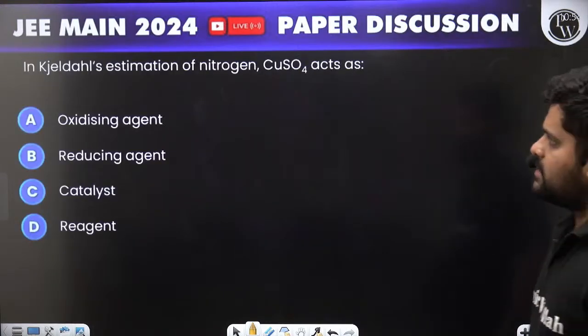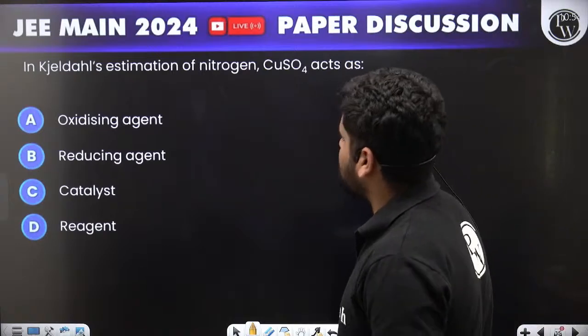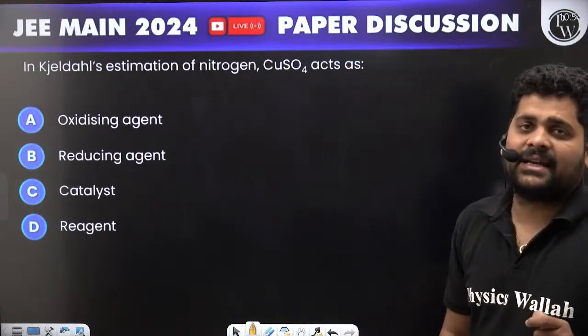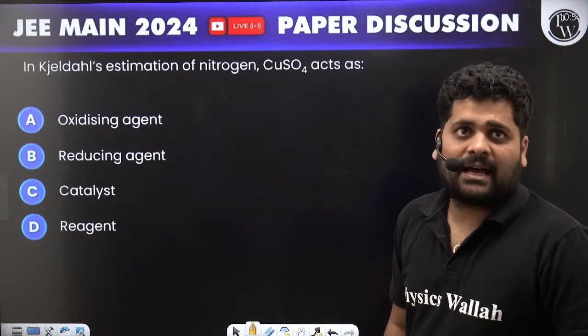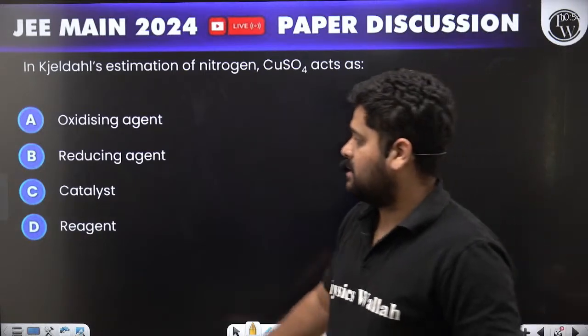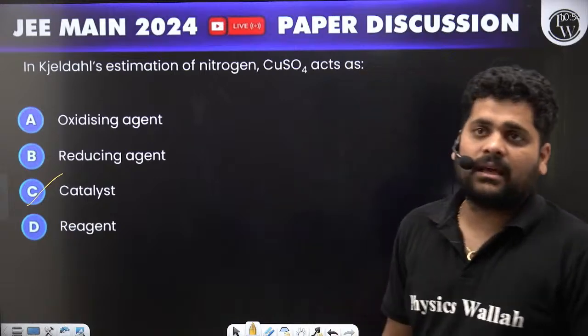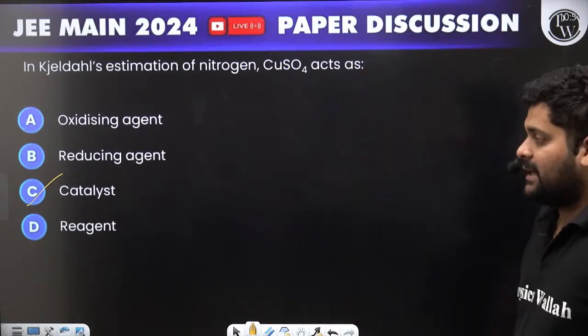Now moving on to the next one, in Kjeldahl's estimation of nitrogen, copper sulfate is actually used for digestion. It is acting as a catalyst. The answer for this is C, which acts as a catalyst.